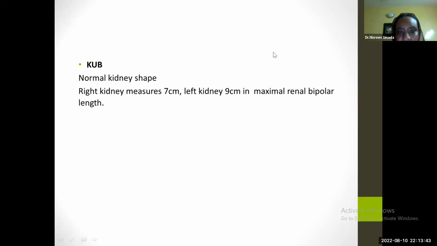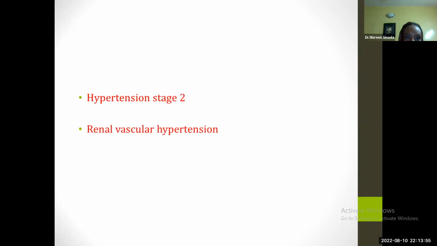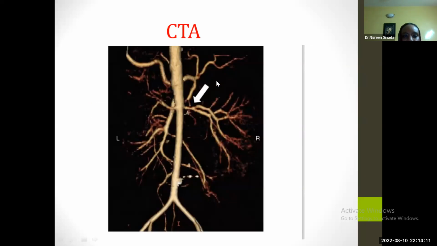Yes, we did the serum renin activity and serum aldosterone for this patient, and we found both are high. So this hypertension is stage 2, renovascular hypertension, and we did the Doppler ultrasound and DMSA scan. Why did we do the DMSA scan? To assess the function of the kidney, and we did the CT angio. It showed that there is stenosis of the right main renal artery and its branches.